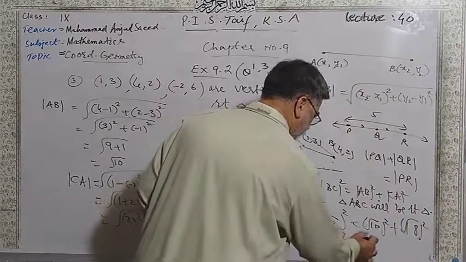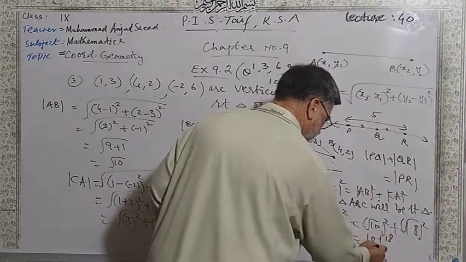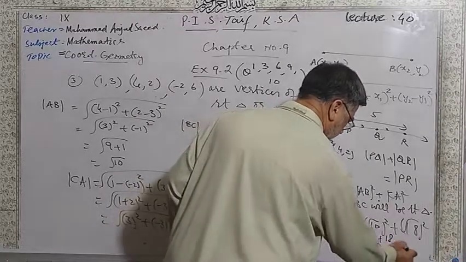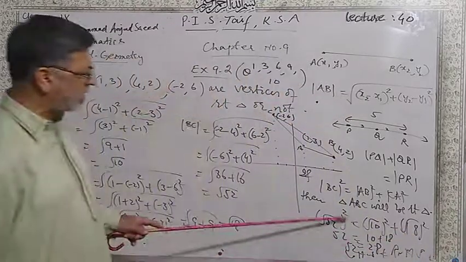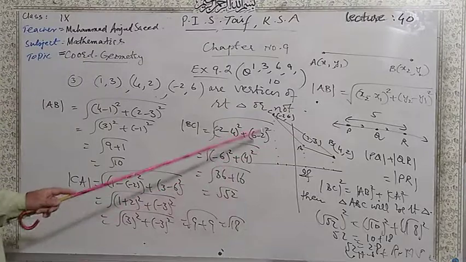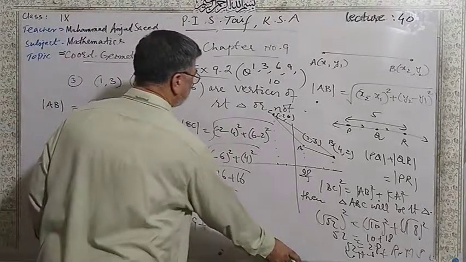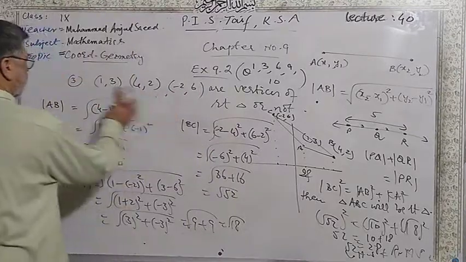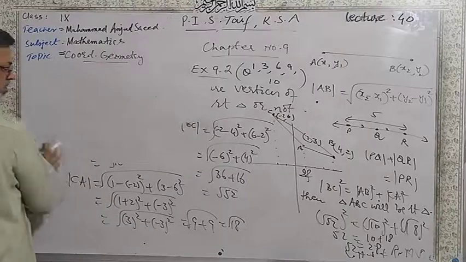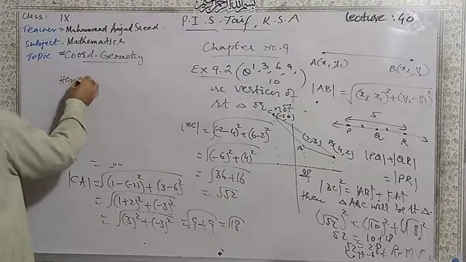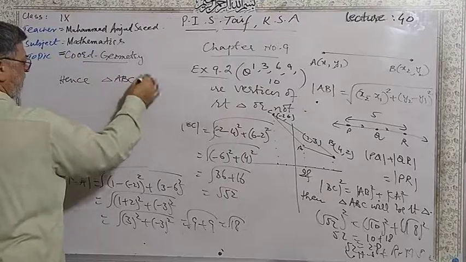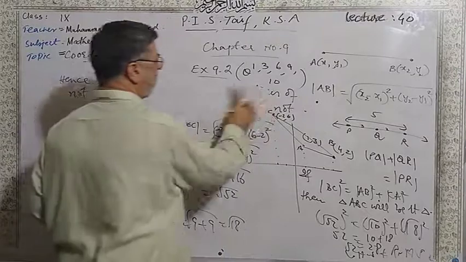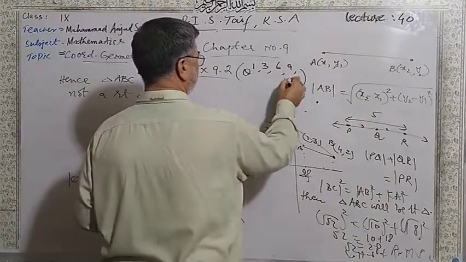This is 52 equal to 10 plus 18. This is 28 equal to 52. Left hand side is not equal to right hand side. Dear students, left hand side is not equal to right hand side. Therefore, triangle ABC is not a right triangle. Hence, triangle ABC is not a right triangle. That was your question number 3.